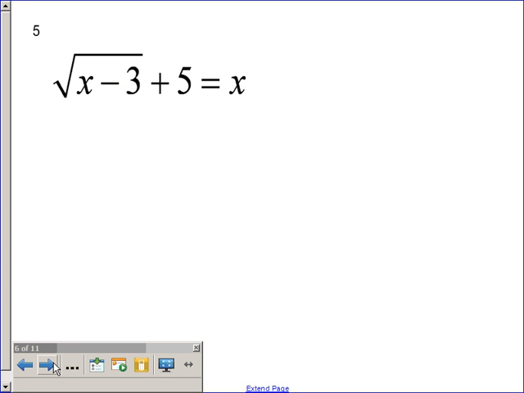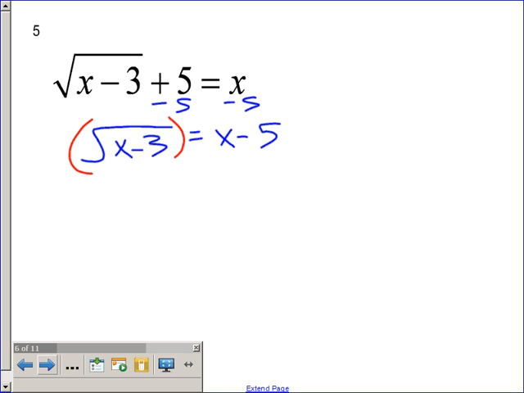Now, when we have a variable on both sides, that's where we're going to end up checking for extraneous solutions. But first things first, get it by itself. So, square root of x minus 3 equals x minus 5. We're going to square both sides just like we have been all along. So x minus 3 equals x minus 5 times x minus 5.